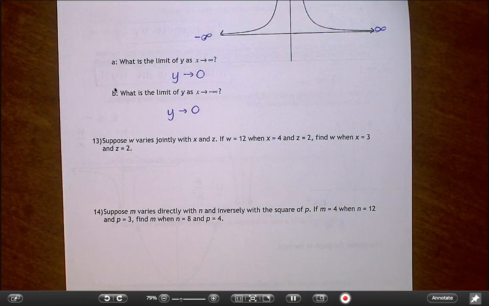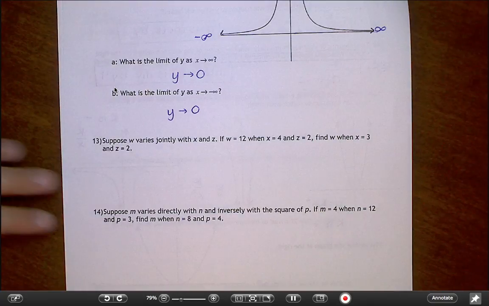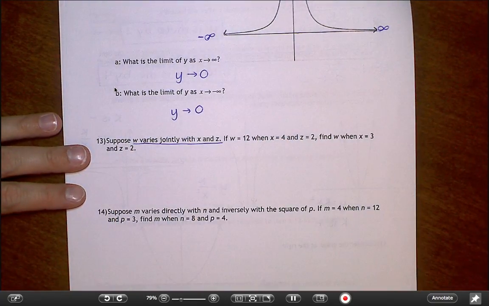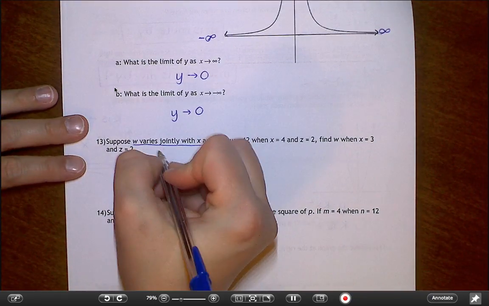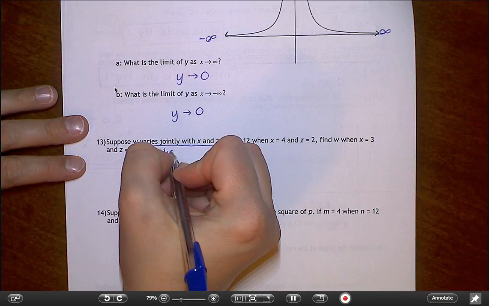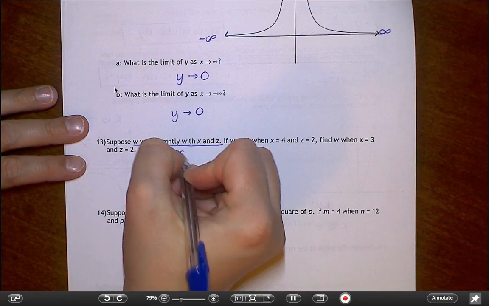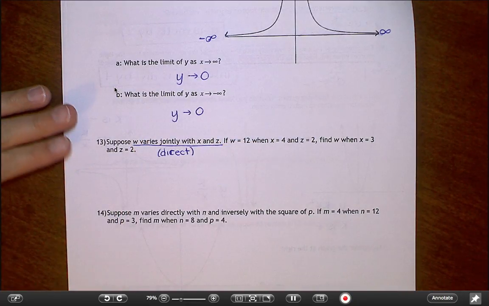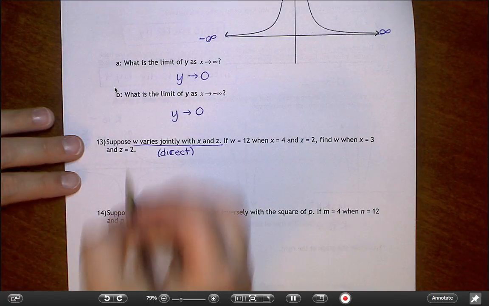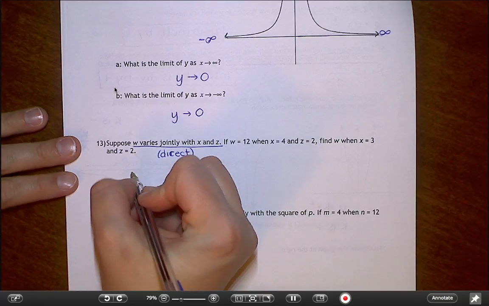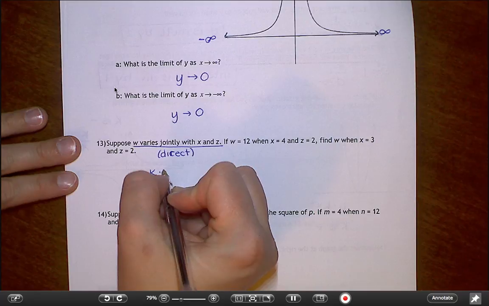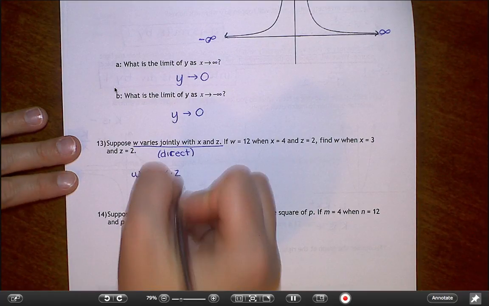Okay, 13. W varies jointly with x and z. This works just like all your other types of variation. Joint variation is direct variation, but it's just direct variation with multiple variables. So I would translate this by saying W equals K times X times Z.